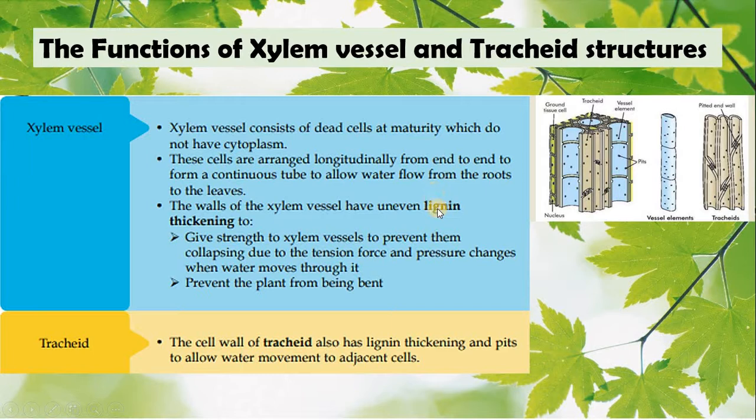Do you still remember what lignin is? Lignin is a complex substance deposited on the cell walls that makes the plant rigid and woody. Because of the presence of lignin, it gives strength to the xylem vessels to prevent them from collapsing due to the tension force and pressure changes when the water moves through it.